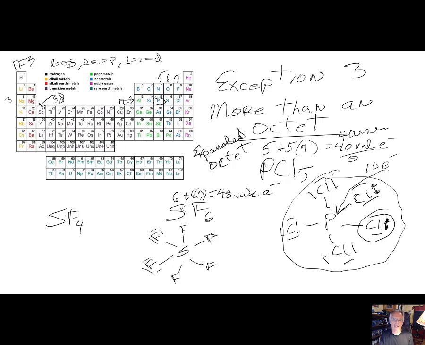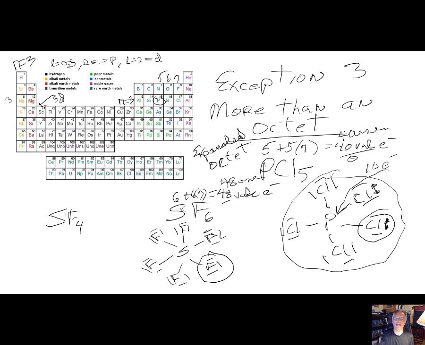Okay, and so here we go. Boom, boom, boom, boom, boom, boom. You got to make that sound when you're drawing them too. Boom, boom. All right, I have 8 electrons around each of my fluorines. 6 times 8 is 48.